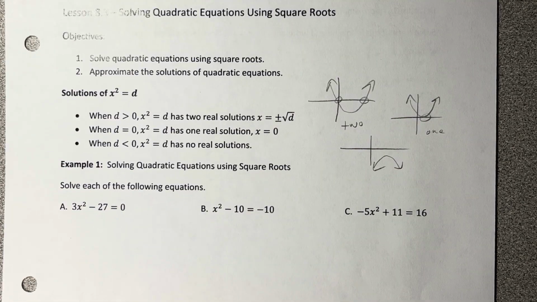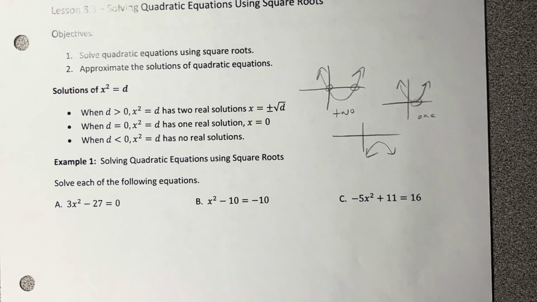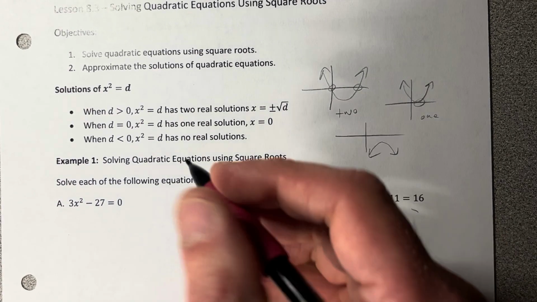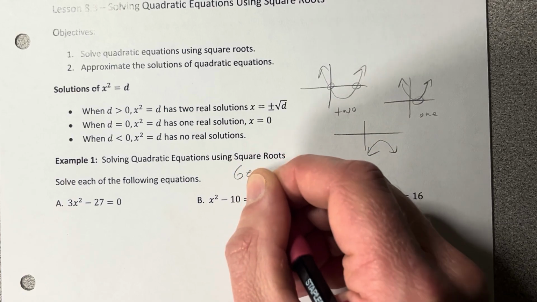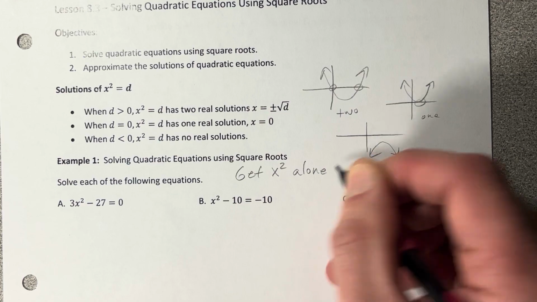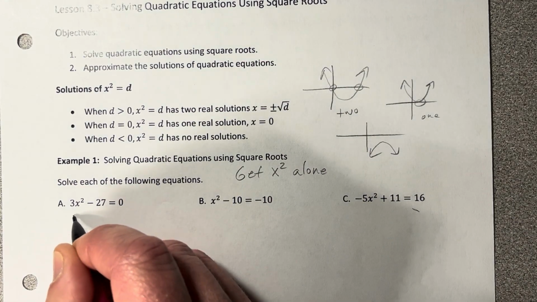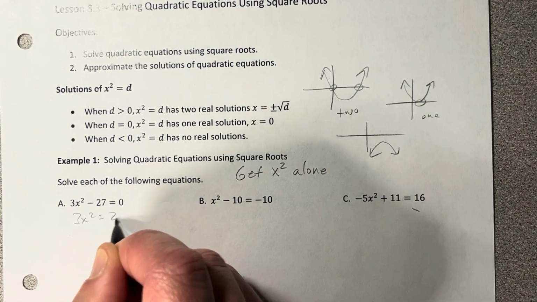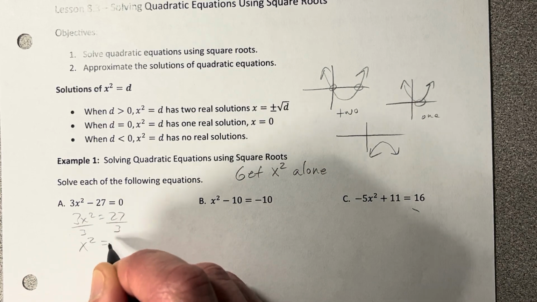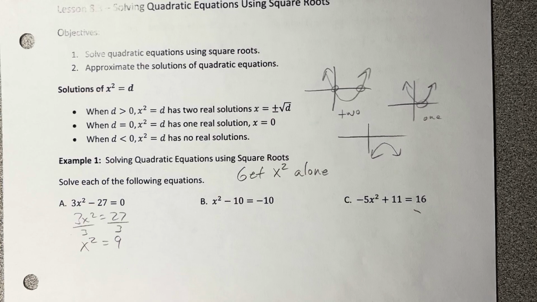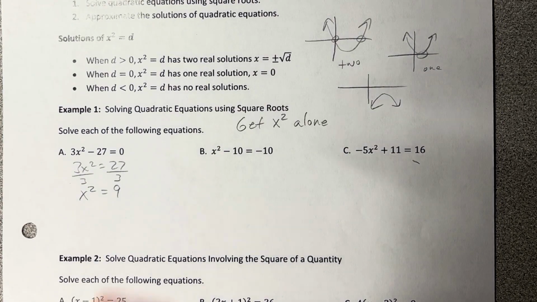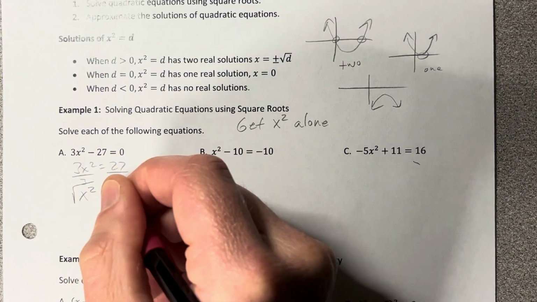So solve each of the following equations. Here's how we're going to do it. We're going to get x squared alone. So we're going to add the 27 over, and divide by 3, and we get x squared alone. Now we undo the squaring by using the inverse operation of square rooting.